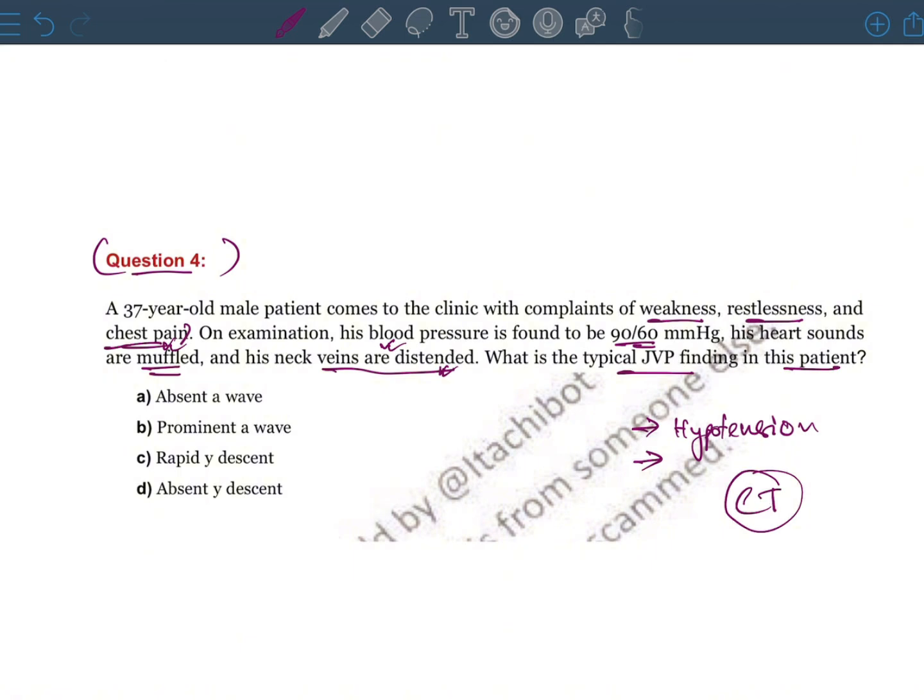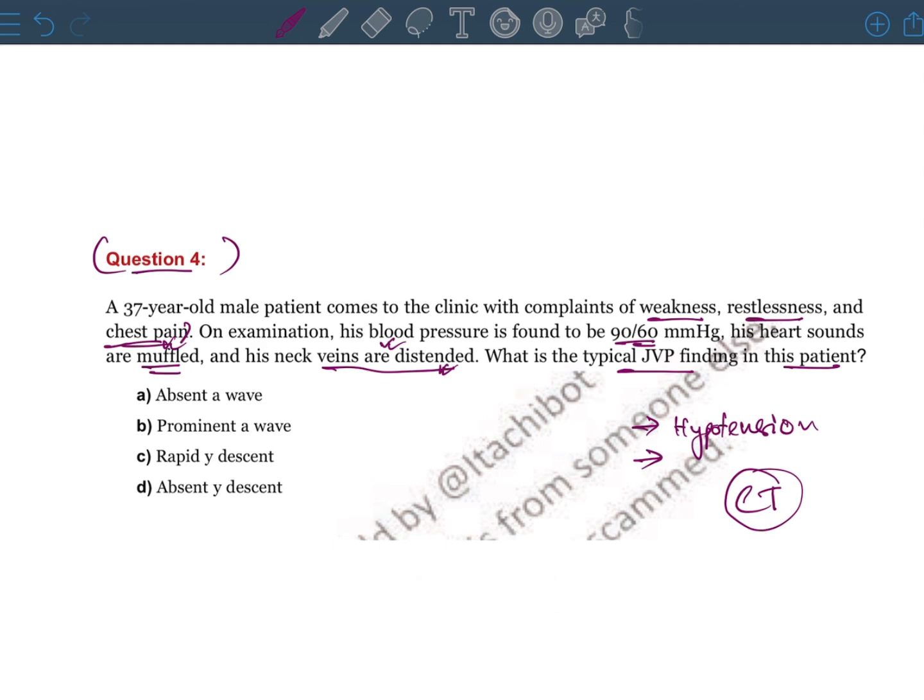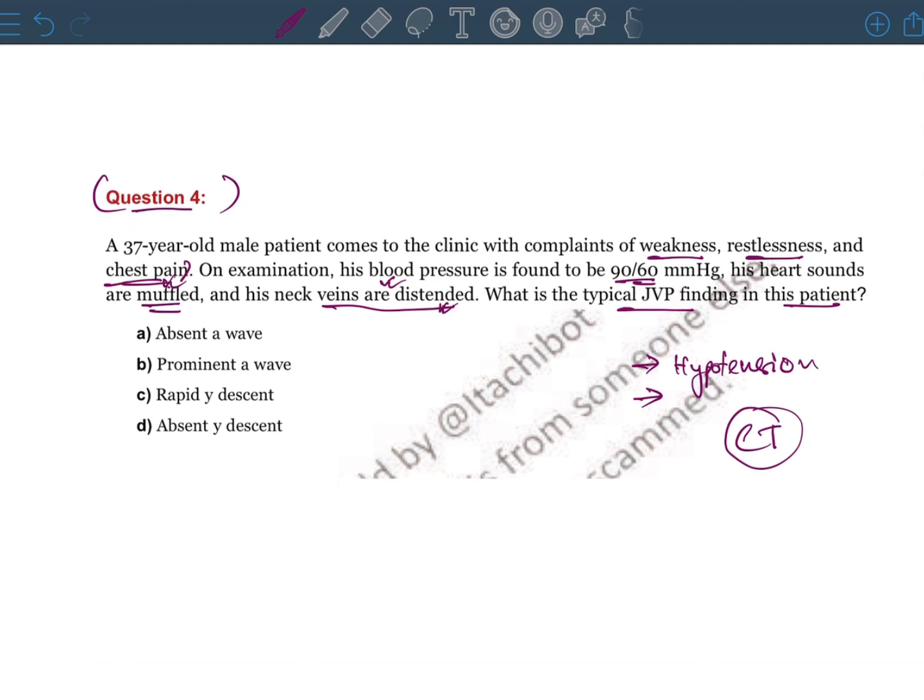Now this is a hard level question, because CT is not given in the question. They have given us the options, and we must refer which can lead to CT. Absent A wave, no, this leads to AFib. Prominent A wave, no, this leads to RVH or pulmonary hypertension. Let's see, rapid Y descent and absent Y descent.